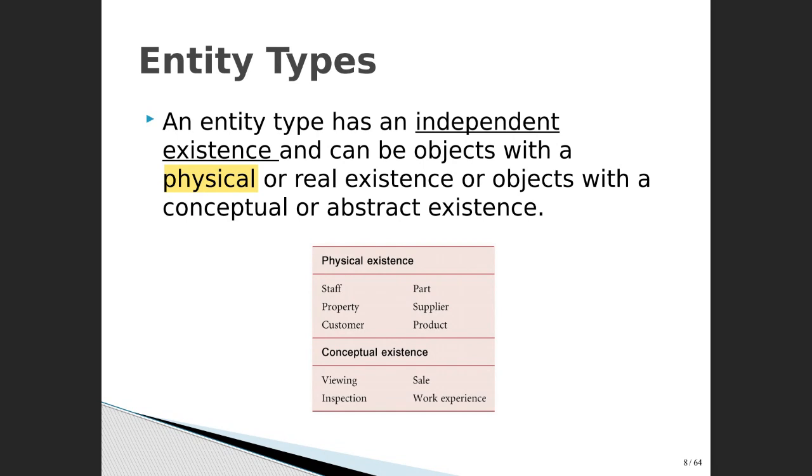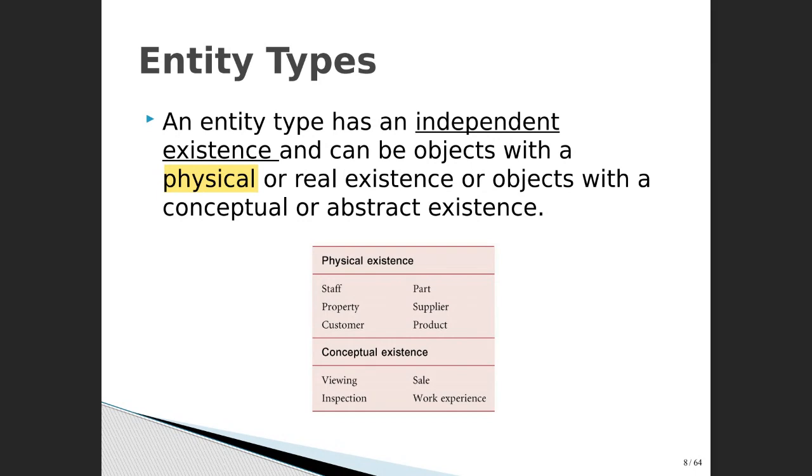For other abstract existence, like sales, experience, work experience, inspection, viewing, this is something to be done. It's like a service. It's not something you can feel, you can touch, right? This is the meaning of different types of existence. All right. Got the point?